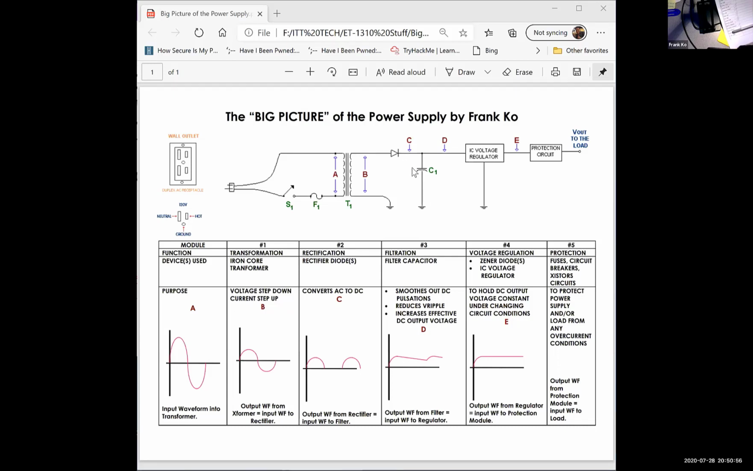If I introduce a capacitor, the job of the capacitor is to do what? It's called a filter capacitor, and it smooths out the DC pulsations, and I have a less bumpy waveform. Then I'm going to shoot the signal from point D into an IC voltage regulator, and the output of that gives me in this picture here, E, straight line DC. And then it goes into a protection circuit, and then it goes to your load. So this is the big picture of the power supply, and the most critical part that we're focusing our energies on right now is T1.